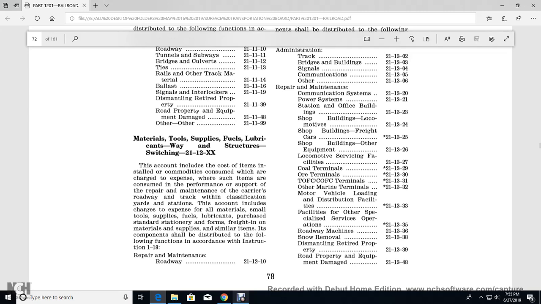The account includes the cost of the item and install the commodity, the consumer, whichever the charge, the expense, the size of the items consumer, the performance, support, repair, maintenance, the care of road, track with the classification yards. The account includes the charge, the expense, all the material, small tool, supply, fuel, lubricants, purchase of the standard stationery form of the freight, and material supply with similar item, the component of the distributed to the following function of the corner for the instruction 11.18.118.